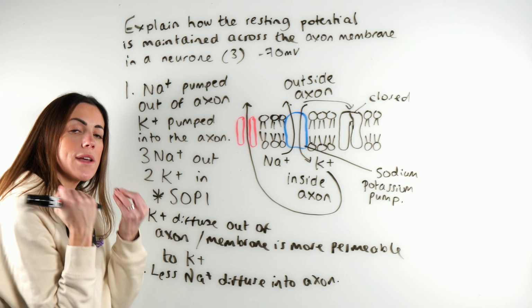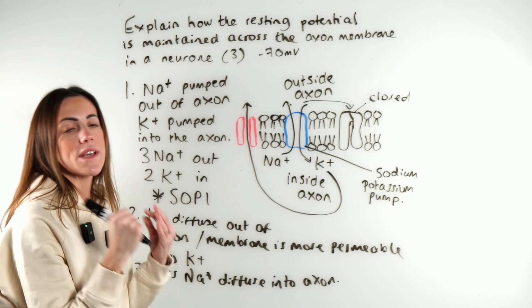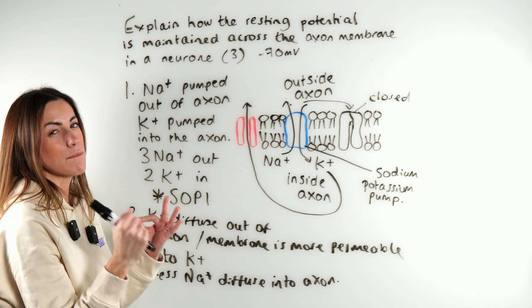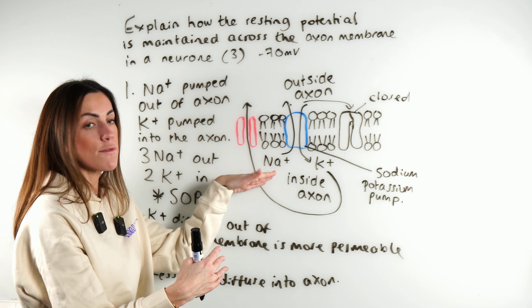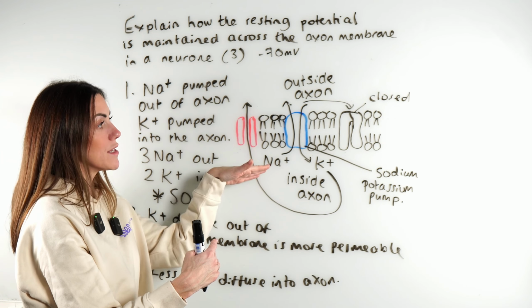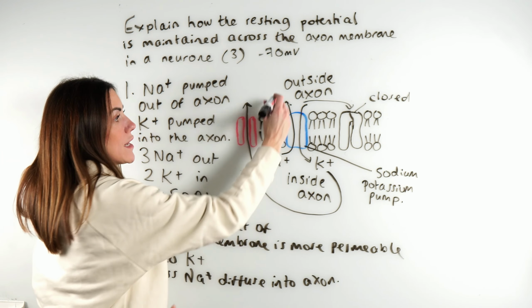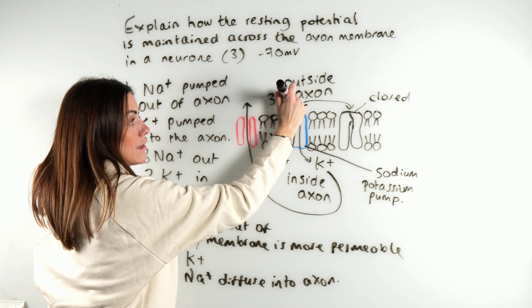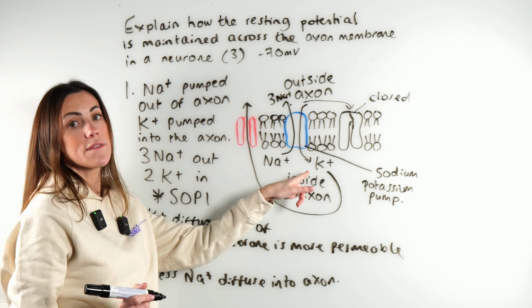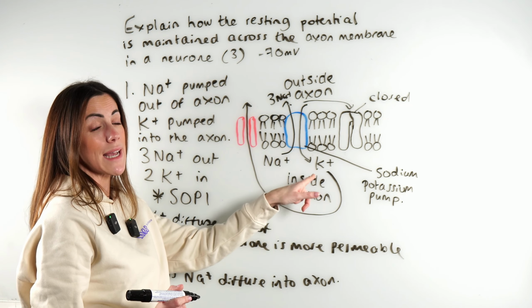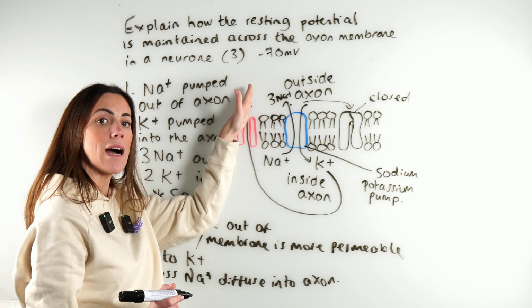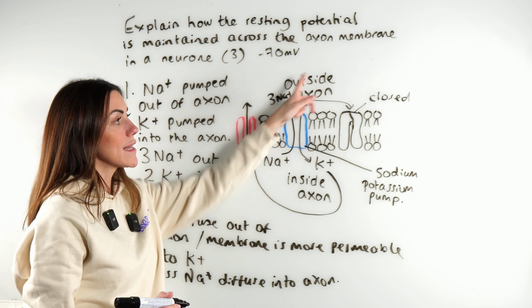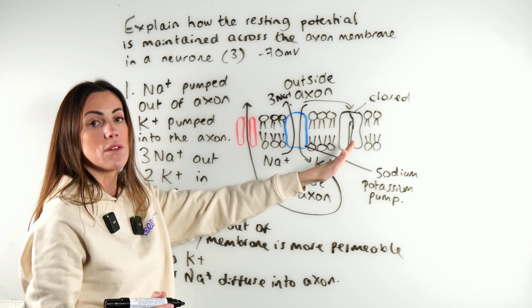Now, let's try and understand how this actually maintains the resting potential. Look at what's going on. You've got positively charged potassium ions going out, and that would be 3. You have got positively charged potassium ions coming in, but then they are diffusing straight back out. And the sodium ions can't get back in because their channels are closed.